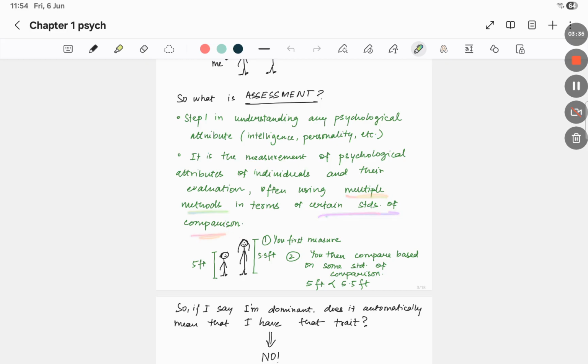Now different methods have different standards of comparison. So like we have IQ test. If you have more than 100 IQ, you are considered a genius. If you have less than 100 IQ, you are considered to have less than average intelligence. So that's the standard of comparison for IQ test. Personality tests will have different standards of comparison. Values will have different standards of comparison, and so on.